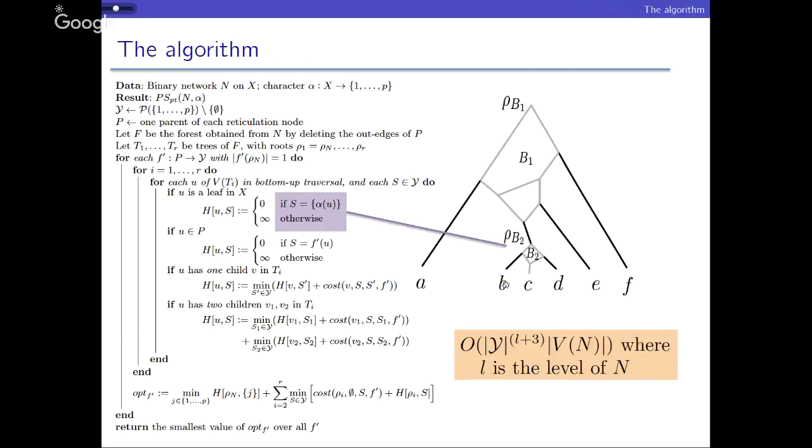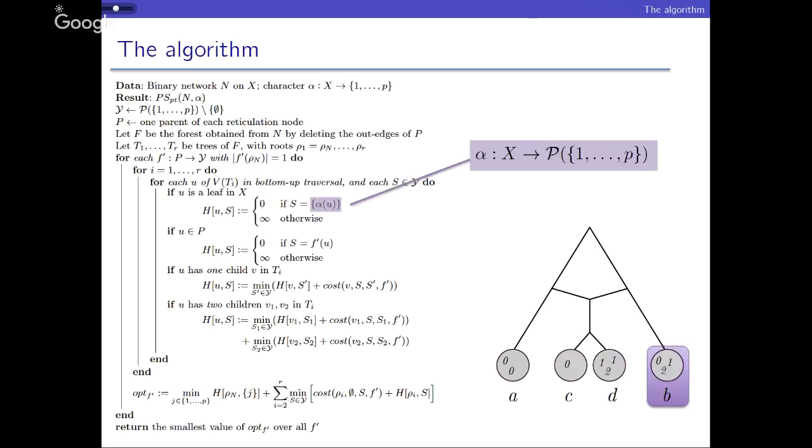And we can actually change the algorithm to have a running time that depends on the level and not on the hybridization number. We can do that by considering each biconnected component at a time in a bottom-up fashion. Once one biconnected component has been worked on, we can consider it as a leaf, and we can continue. This gives you a running time that is exponential in L and not in R.